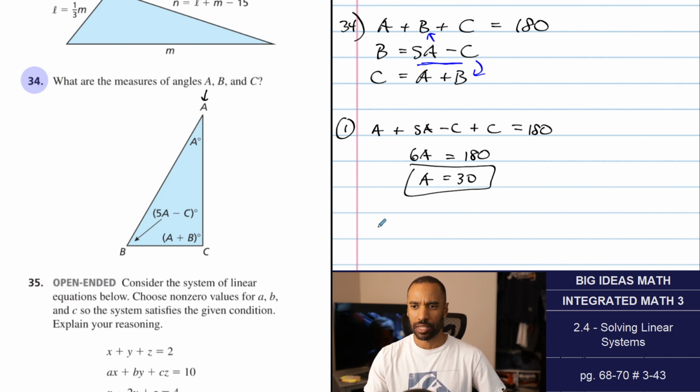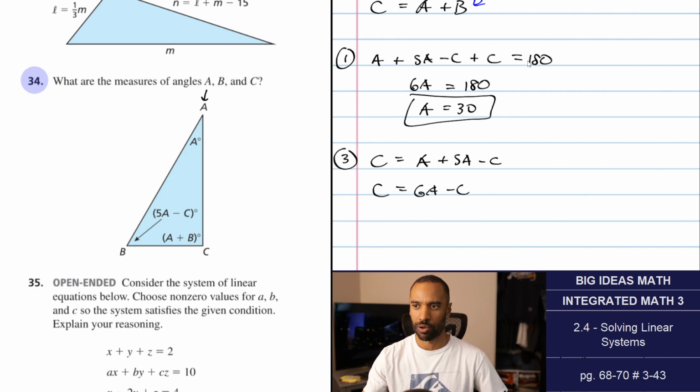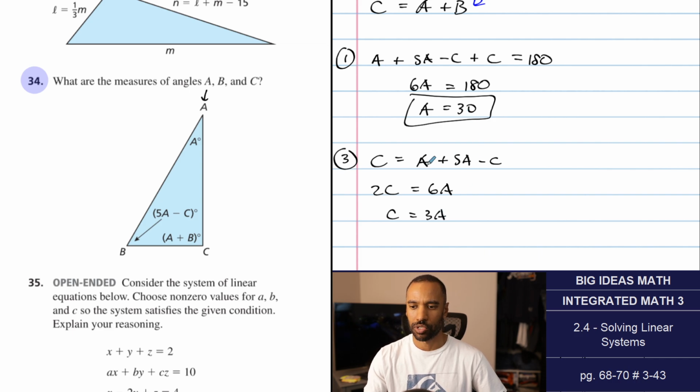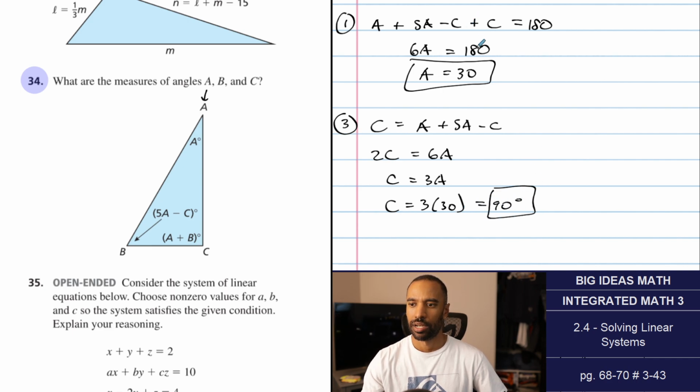5A minus C, I'll substitute here, so now I'll have equation 3 that says C equals A plus 5A minus C. C equals 6A minus, oh, I can add. 2C equals 6A. Hold on a second. 2C equals 6A and C equals 3A. Oh, and A equals 30, so C equals 3 times 30, which is 90. I think these are degrees.